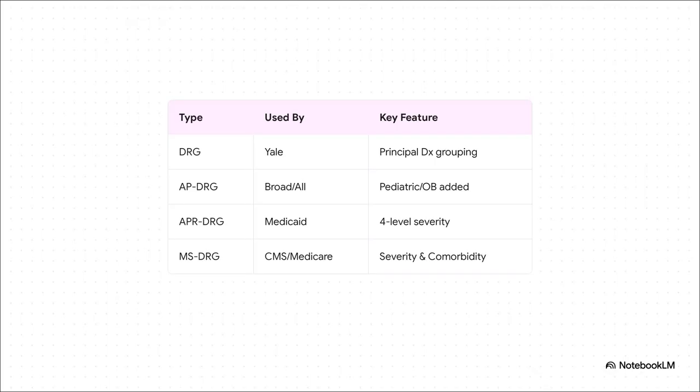Now, this system didn't just appear out of nowhere. It evolved significantly over time. Back in the 1980s, Yale University developed the original DRG model, which honestly mostly grouped cases just by the principal diagnosis. It was pretty basic. But fast forward to fiscal year 2008, and CMS introduced the modern MSDRG system we use today. The absolute game changer here was that the new system explicitly differentiates cases by severity of illness and comorbidity.